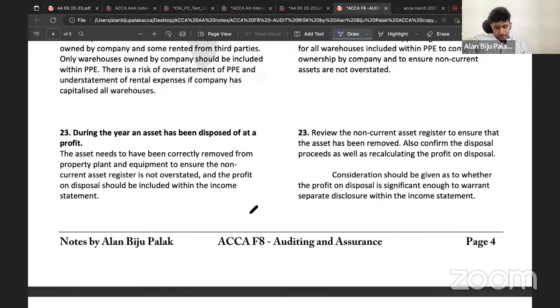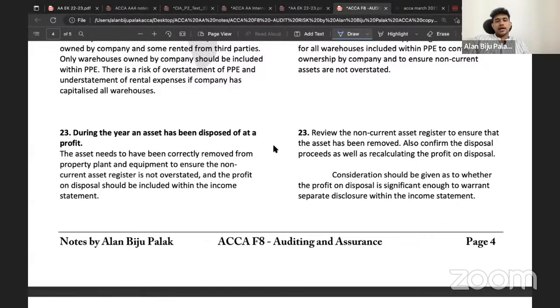And what can be done from the auditor's end to understand whether it is treated appropriately or not? The auditor should review the non-current asset register, to see whether the asset has been removed from it. In addition, the auditor should also recalculate the profit and consider whether it is calculated accurately. Clear? Yes. And this is the most important point.